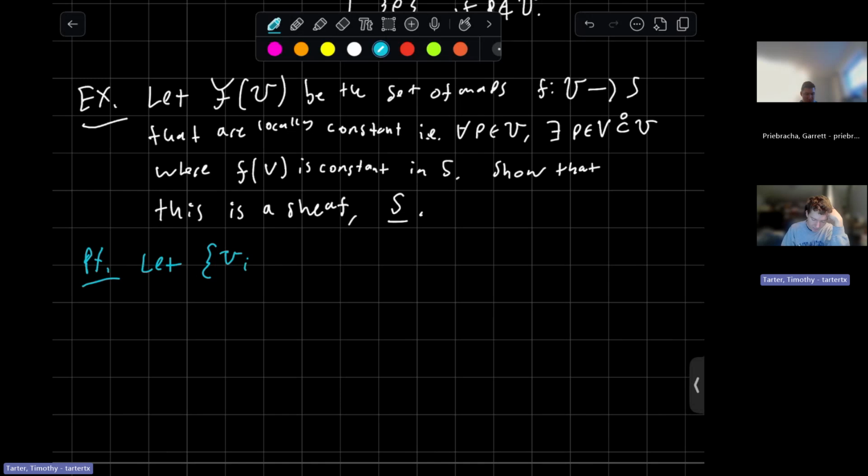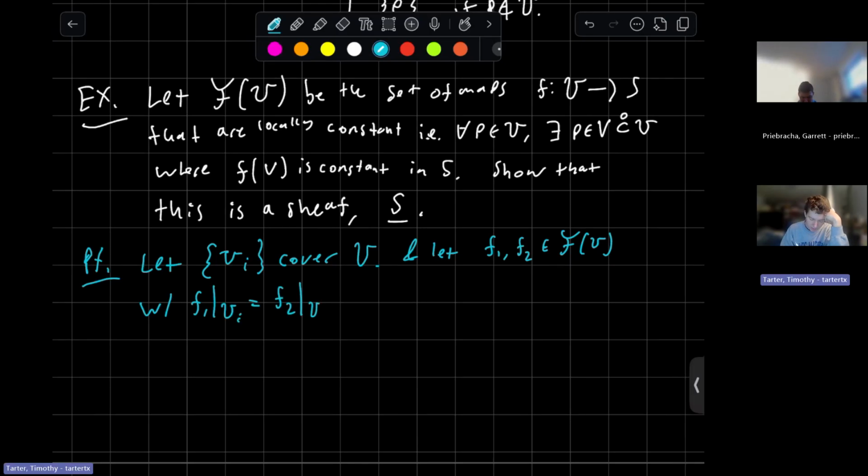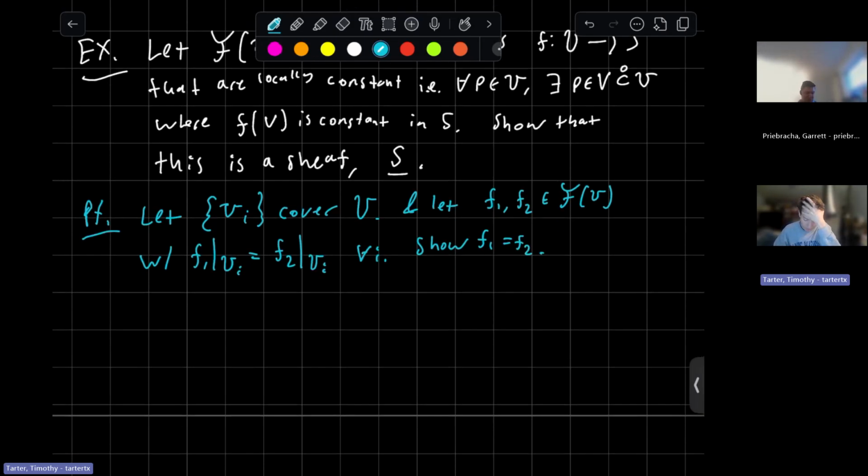Let UI be an open cover of U, and let F1 and F2 be in the section over U with F1 restricted to UI equal to F2 restricted to UI for all I. Show that F1 is equal to F2. And then we'll have to show glueability right after.